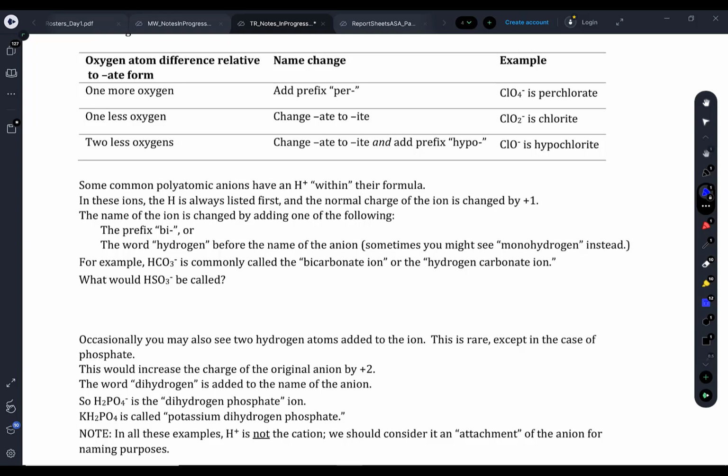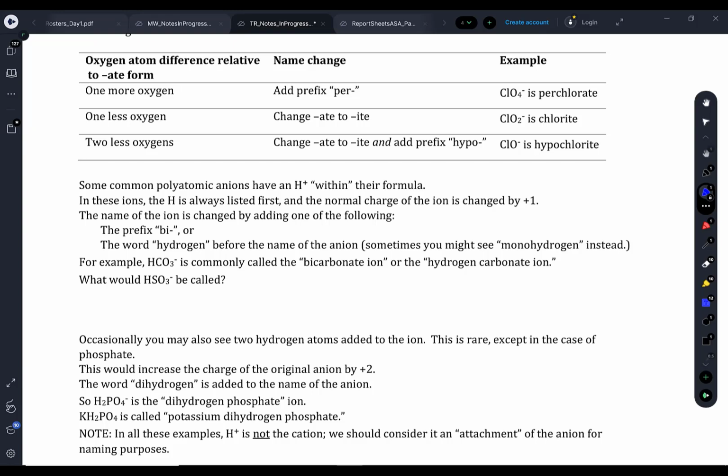So CO3 2 minus is carbonate, right? If I add H plus in the front, I have to change the charge from 2 minus to 1 minus. And I now name this bicarbonate or hydrogen carbonate. To be safe, hydrogen always works. And that's always the safest way to name it, hydrogen carbonate. And it's very common. It's not rare. So we have to be familiar with that.